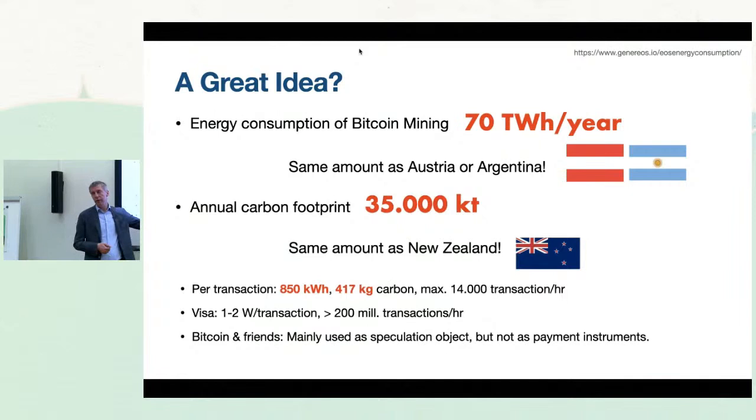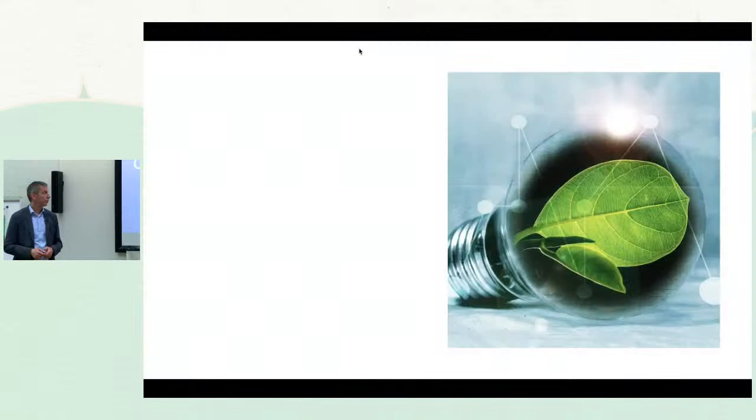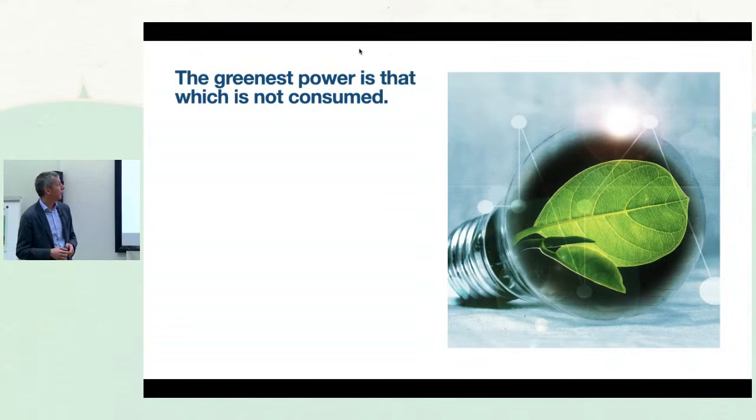Yeah, let's come to a conclusion. So what can we learn from all of this? While looking for numbers, I found a nice citation, and I think it's actually the most important. The greenest power is that which is not consumed at all. So we can ask, should we get rid of all this IT stuff? Would we go back to times where we had no smartphones, no computers?